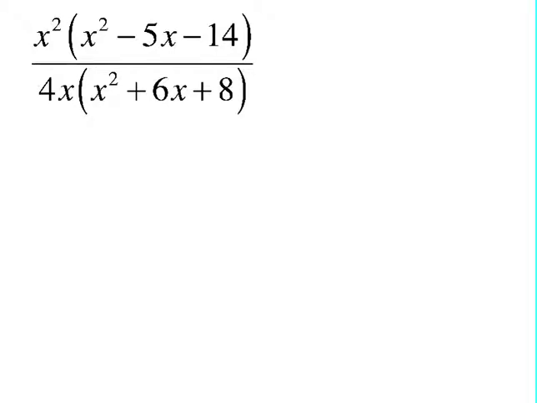Alrighty. Let's see how you do on this one. Okay, this one I'm going to be asking groups what we're going to factor, so you need to make sure you're doing this.